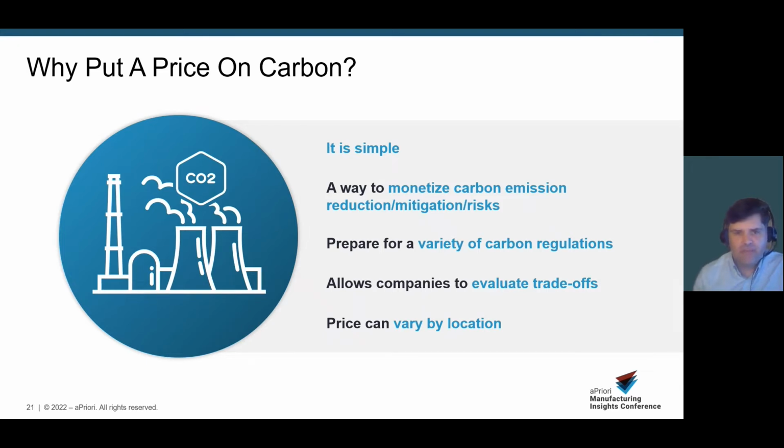First, just to introduce the topic a little bit about putting a price on carbon. One, it's fairly simple. The math is really simple and straightforward. It's a dollar per ton of CO2. You can monetize the carbon risk mitigation and risk reduction. Prepare for a variety of carbon regulations. If it's a carbon tax, if it's a cap and trade, they all fit into this paradigm of a dollar per carbon. Allows companies to evaluate trade-offs. And then finally, price can vary by location. We can have a different price in India versus Canada versus Norway, and really looking at those trade-offs side by side.